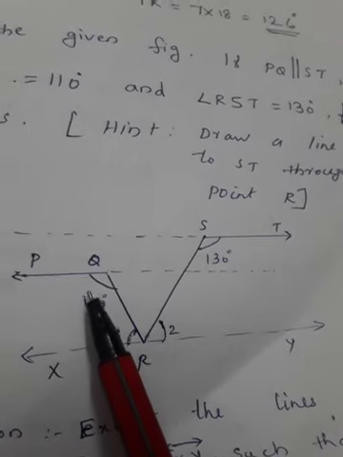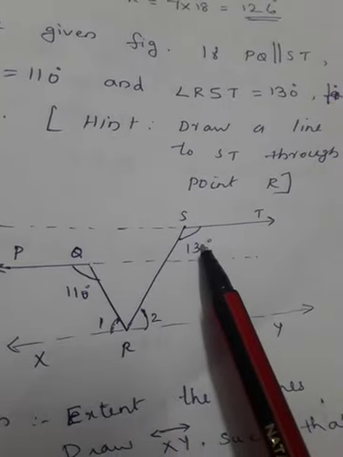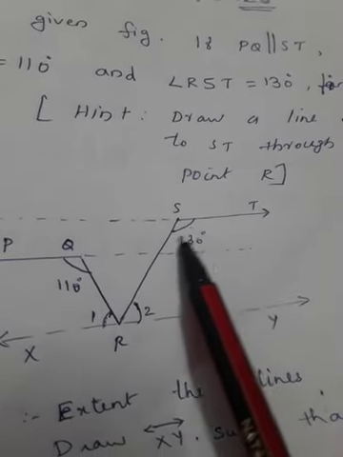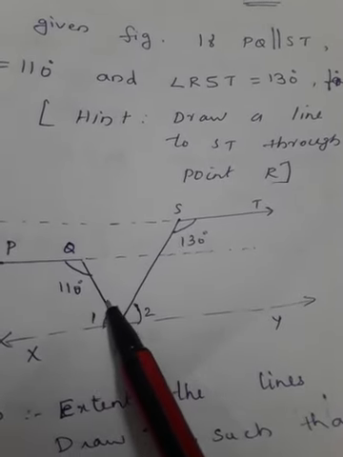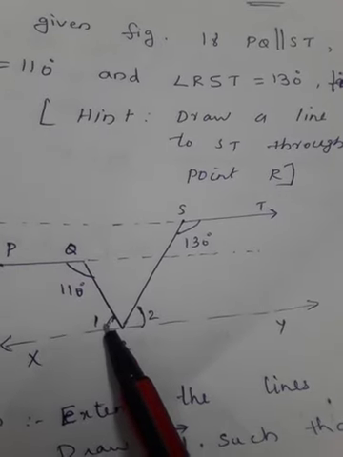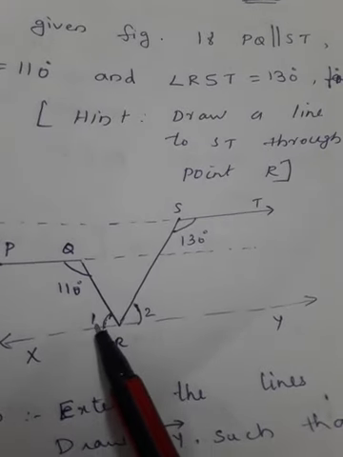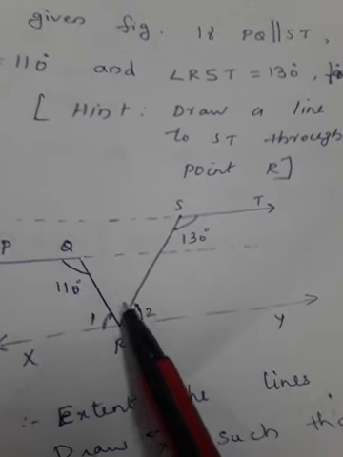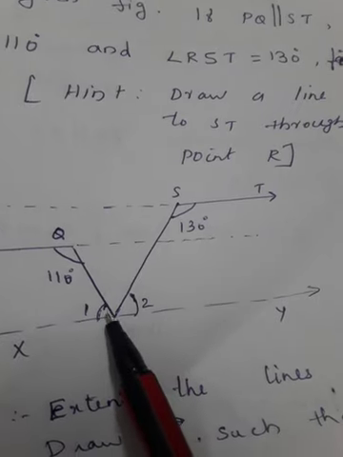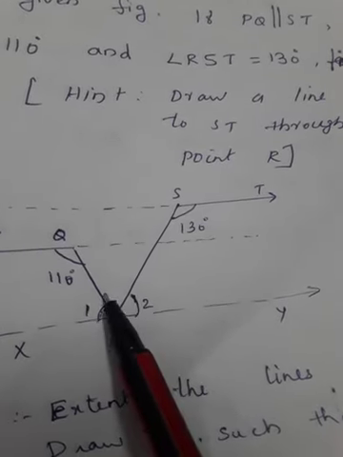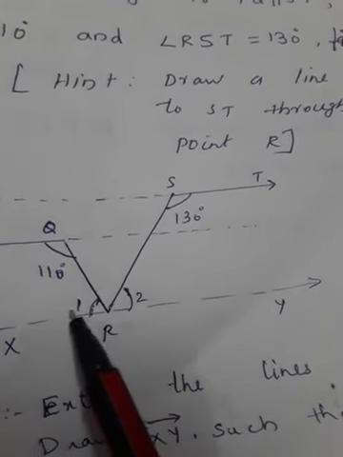Then in the question it is given that angle PQR is 110 degrees, angle RST is 130 degrees. Then we need to find angle QRS. For finding this, we can mark this as 1 and this as 2. Then the sum of 1, 2 and QRS will be 180 degrees by linear pair axiom or straight angle. Anyway, we can write angle 1 plus angle 2 plus angle QRS will be 180. So, angle QRS will be 180 minus angle 1 plus 2.